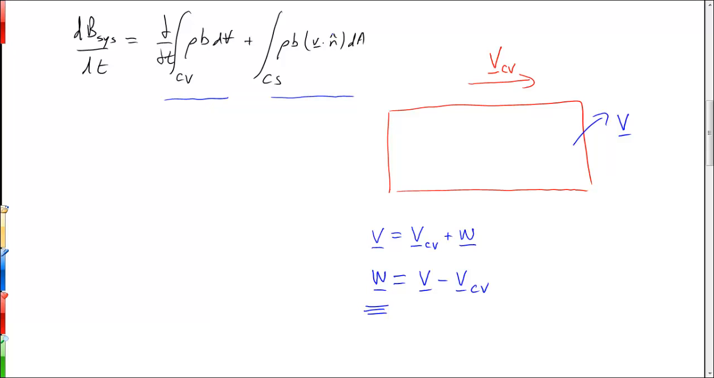So if that's the case, we can rewrite the Reynolds transport theorem like this. And I'll just do it here for completeness.